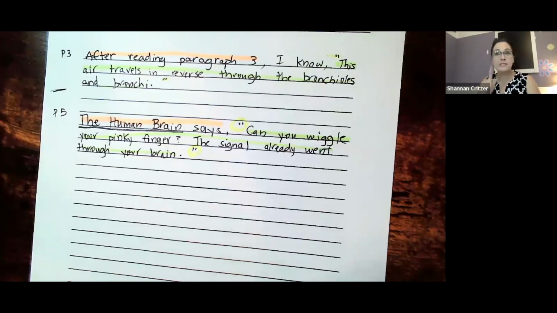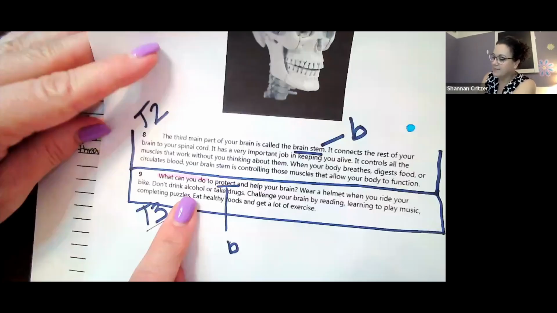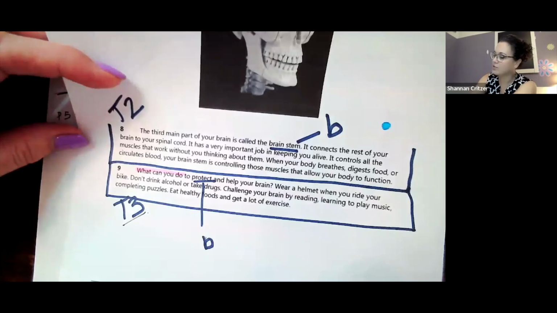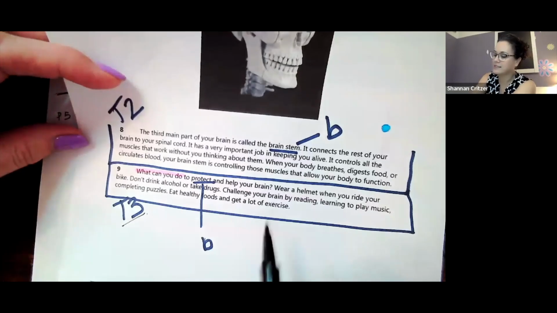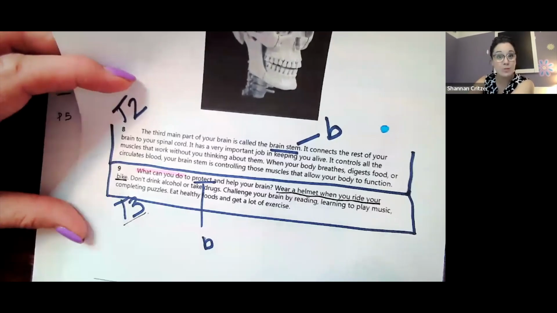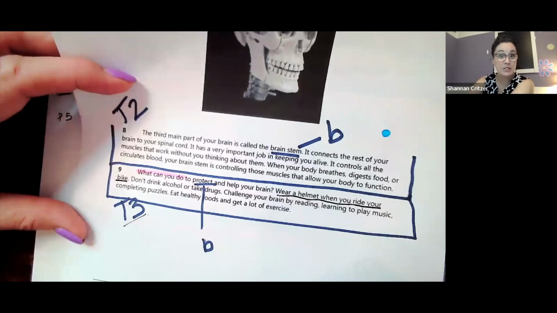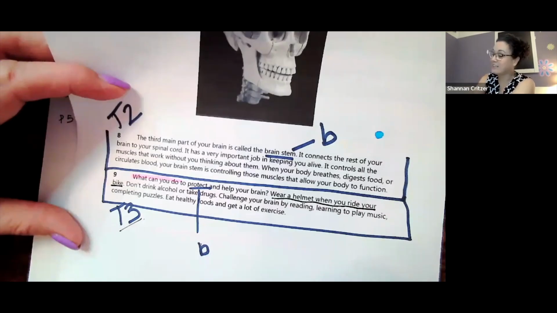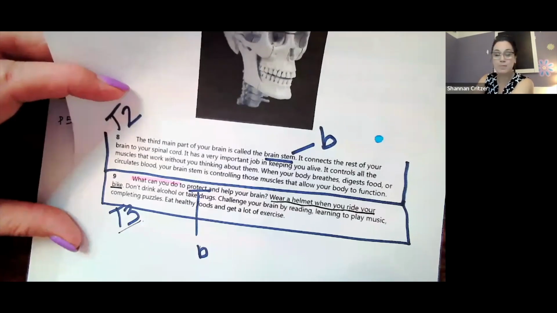Good job. All right, boys and girls, we're going to do one more, and then our lesson is going to be done for the day. I want you to turn to the very last page, and I want you to look at paragraph 9. I want to quote this second sentence. This is very important. This is a great way to protect your brain. Do your parents make you do this before you ride your bicycle or your skateboard or scooter? I make my daughter wear a helmet when she rides her bike.